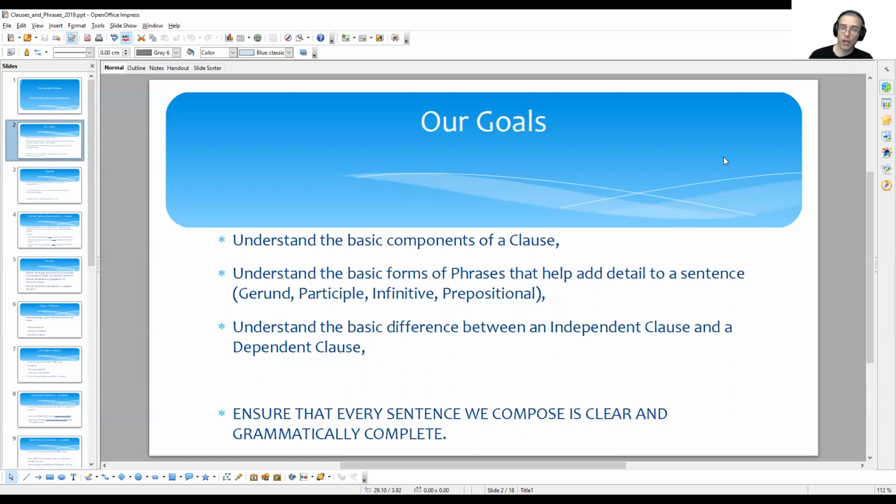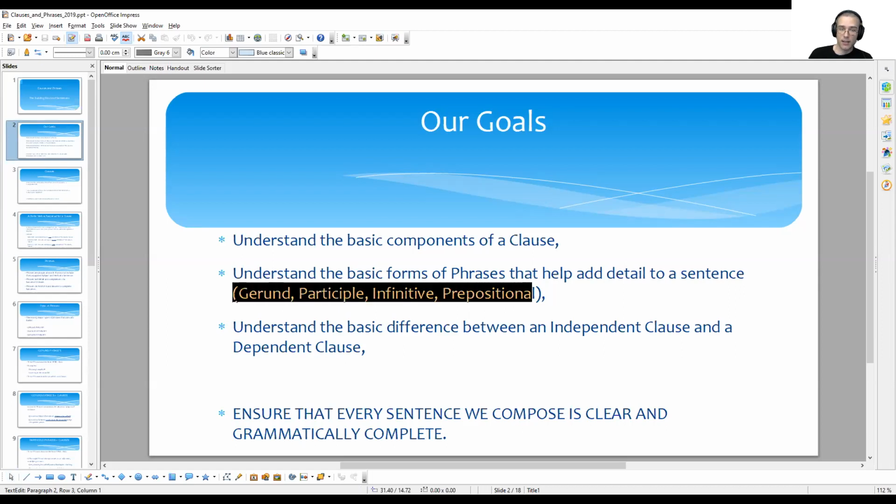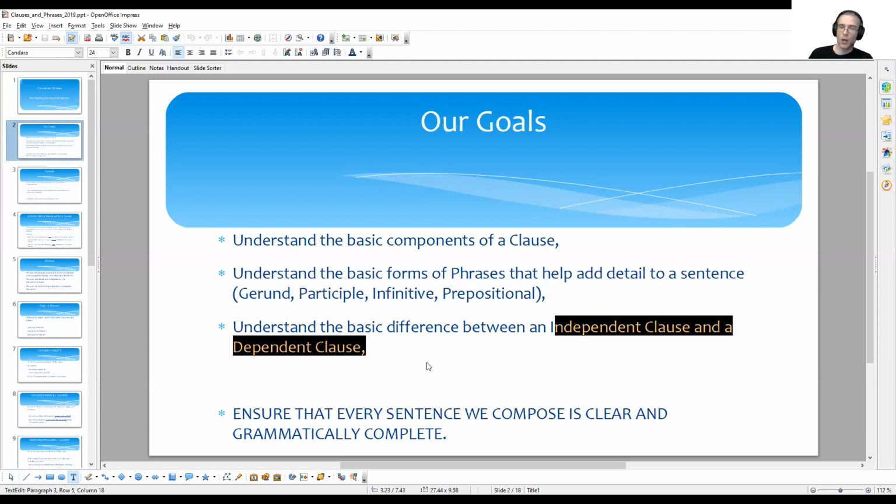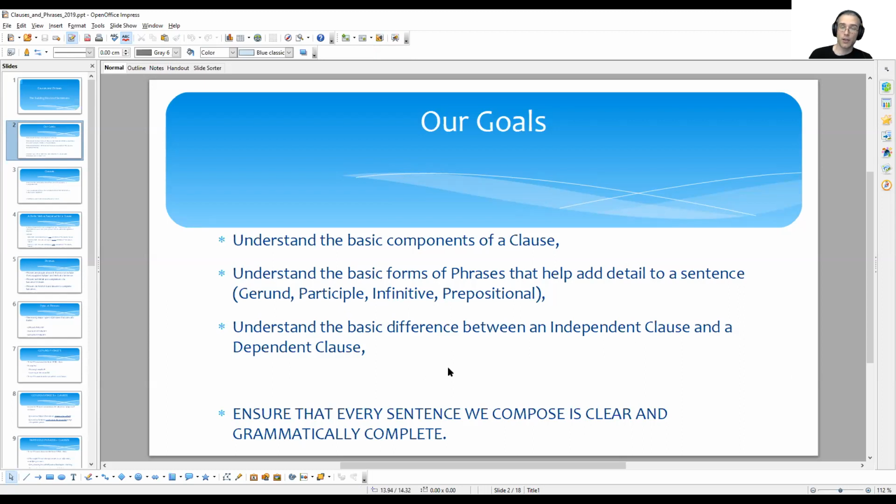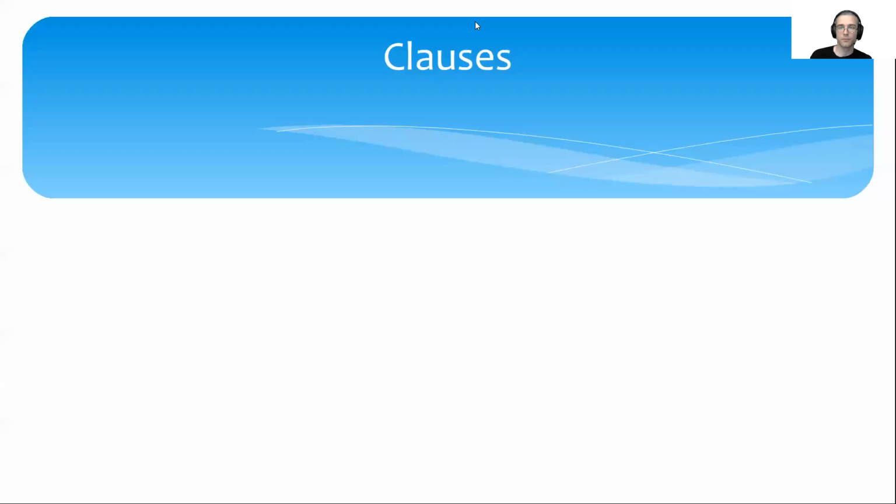We're going to try to learn to understand the basic differences between an independent clause and a dependent clause. The ultimate objective is to ensure that every sentence we compose is clear and grammatically correct and complete. With the understanding of these kinds of phrases and these two kinds of clauses, we can then move on to the grammatical errors that are associated with failure to use these kinds of phrases and clauses properly. Today, though, we're only reviewing what these clauses and phrases are.